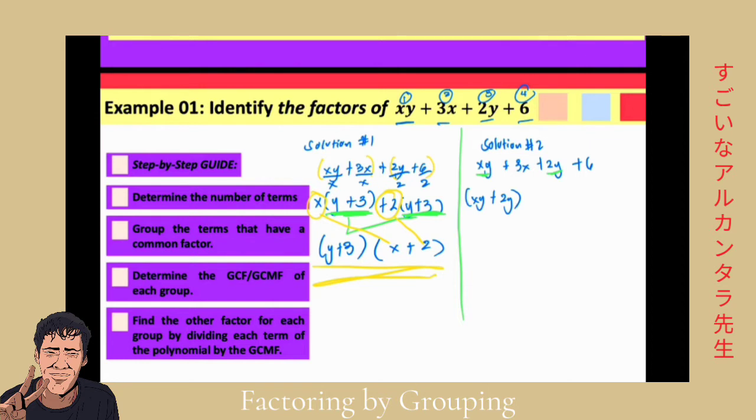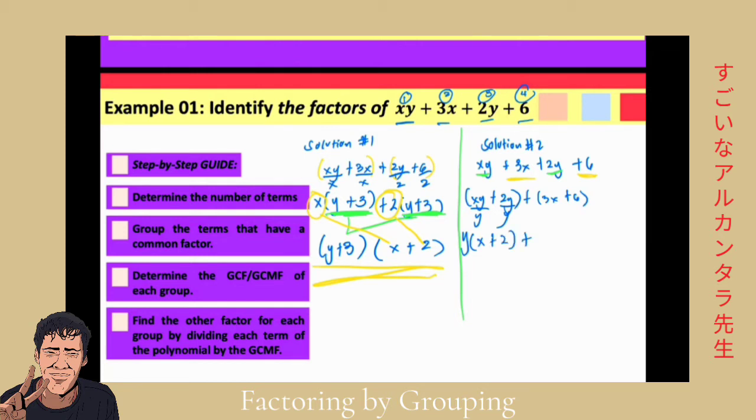Please do not forget to have their symbols, whether they're positive or negative. Next, we can also have positive 3x and positive 6. So we can have plus 3x plus 6. Now, we can factor out y for the first one. Divide both by y. So xy divided by y is x. 2y divided by y is 2.